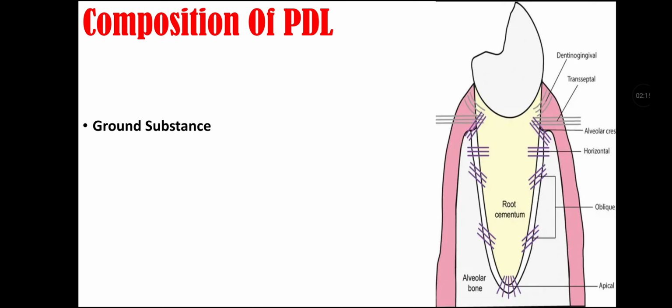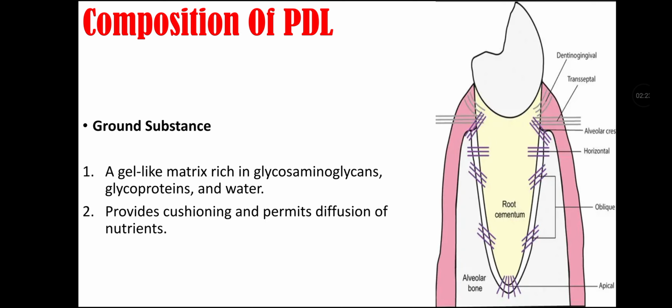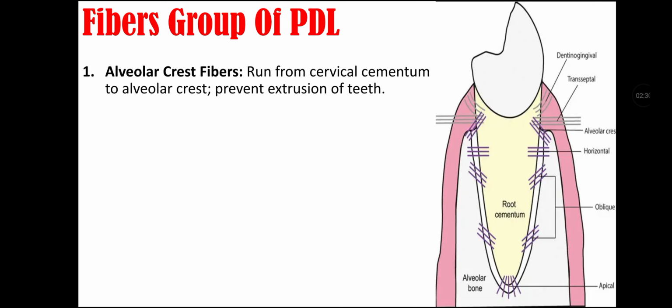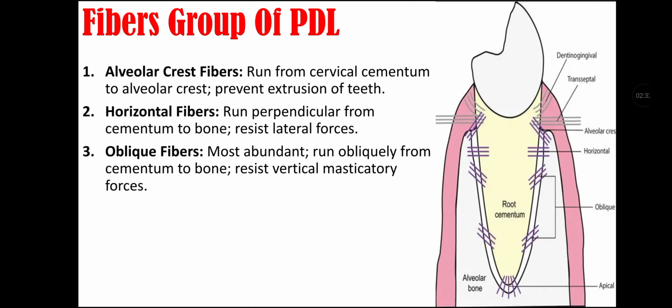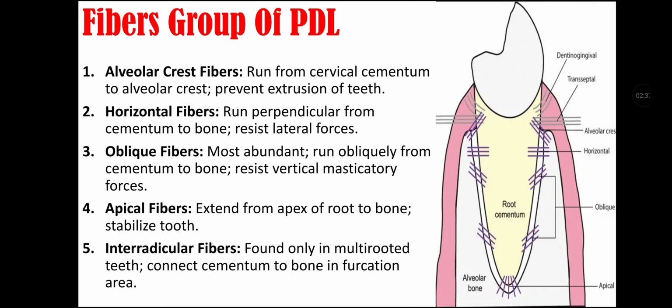Then there is ground substance of periodontal ligament, that is a gel-like matrix that is rich in glycosaminoglycan, glycoprotein and water. It provides cushioning and permits diffusion of the nutrients. Fiber groups of PDL. It includes alveolar crest fibers, horizontal fibers, oblique fibers, apical fibers, and interradicular fibers.